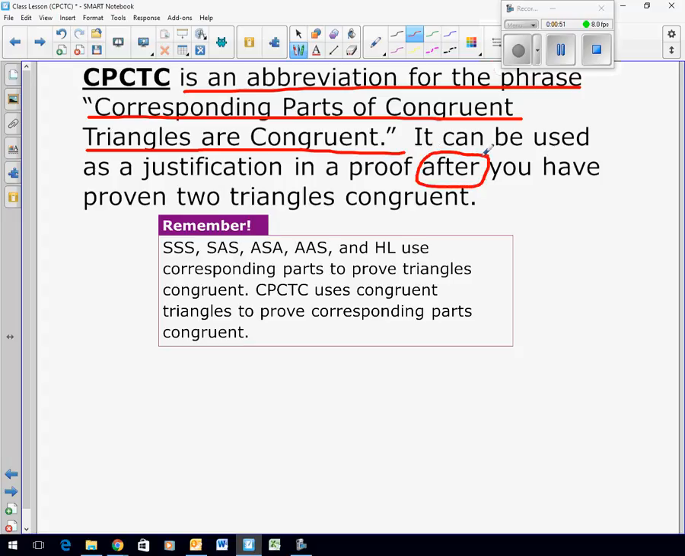After. Not before. Not during. Not almost close to the end. After. So you're going to use CPCTC after you use one of your 5 triangle congruency theorems. I'm moving on. So, guys, just keep this in mind: I use CPCTC after I've proven triangles are congruent.